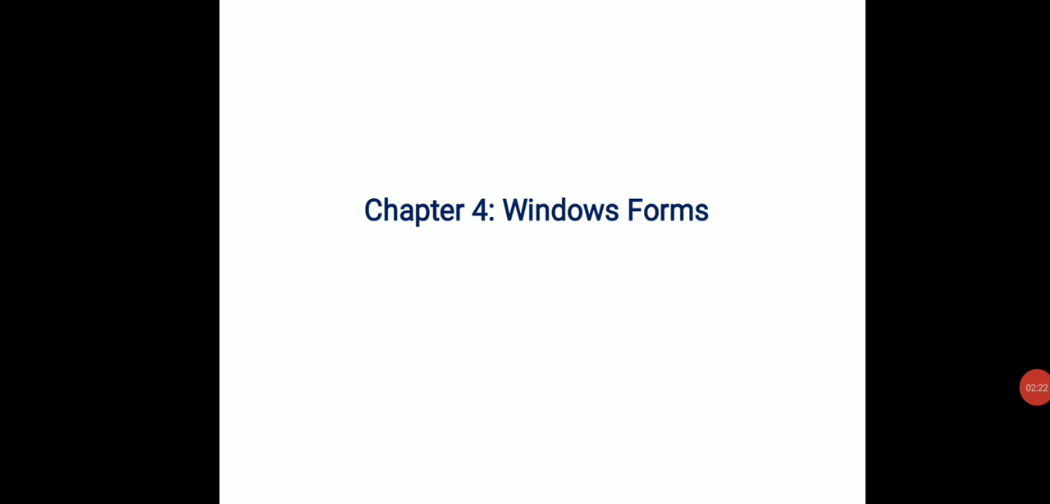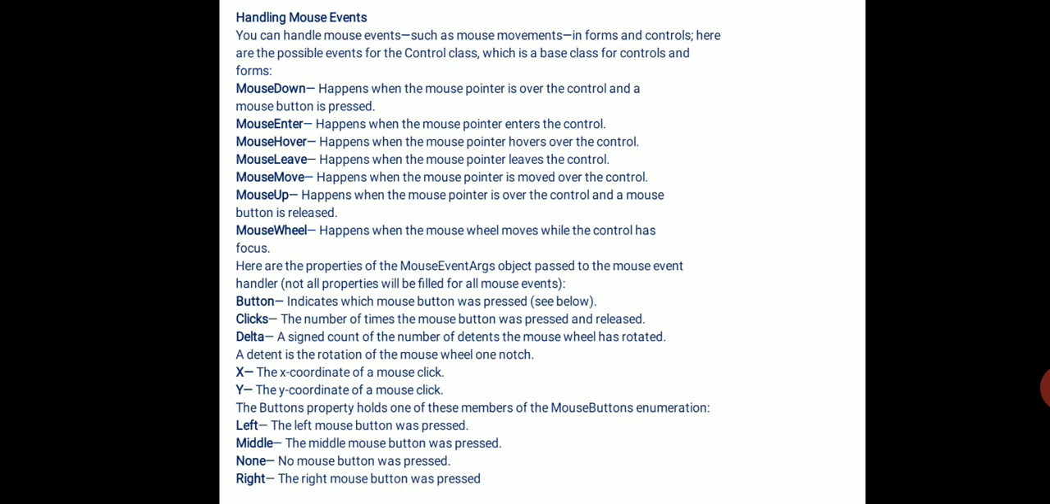So now let us see some mouse handling events here. Handling mouse events. So you can handle mouse events such as mouse movements. See, mouse events are mouse movements in forms and controls. So there are some possible events for the control class, which is a base class for controls and forms. See, the mouse movements are mouse events. Okay. So there are some possible events here. First one is mouse down.